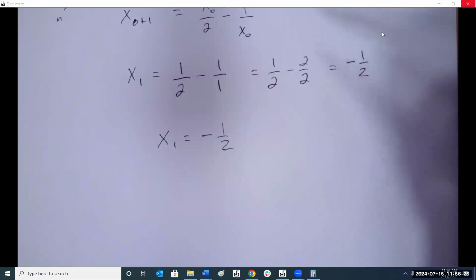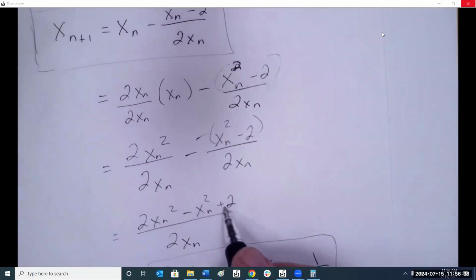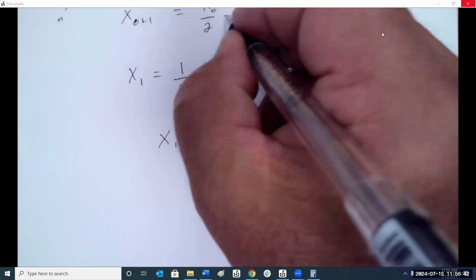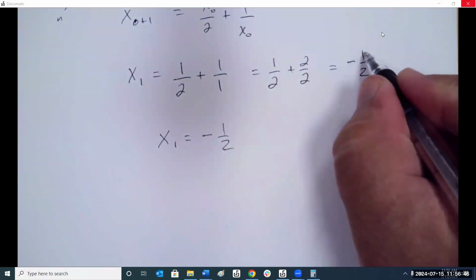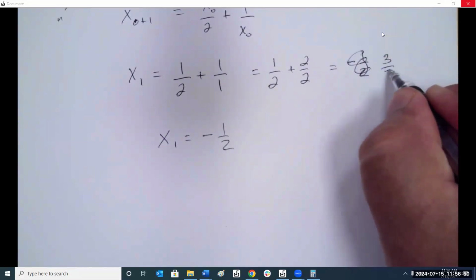Shouldn't it be addition and not subtraction? That's what I was just looking at. Yes, I think it should be. Yes, it should be because I made an addition here. Good catch. Thank you. So it makes it 3 over 2.